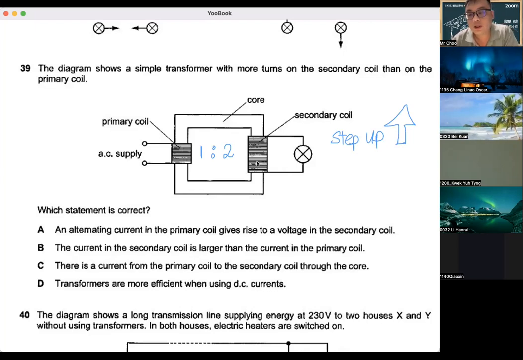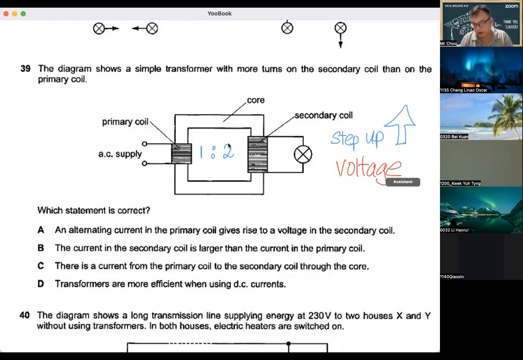Okay, Bei Kwan, well done. Yu Ting, well done. How about the rest of you? From primary to secondary is 1:2, so we are stepping up. So what are we stepping up? Is it the voltage or the current? Okay, Howry, well done. We are stepping up the voltage.